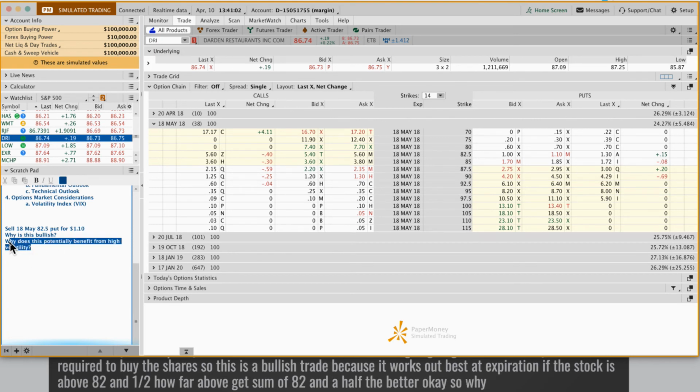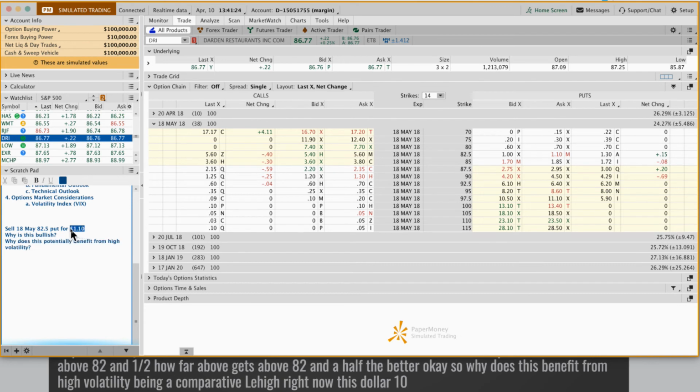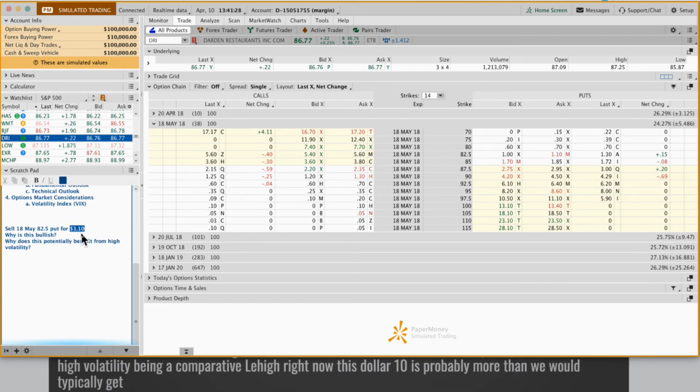Okay, so why does this benefit from high volatility? Well, we already talked about the pricing of options being influenced by volatility, and with volatility being comparatively high right now, this $1.10 is probably more than we would typically get. If we were to drop the volatility, it actually affects the value of that option.